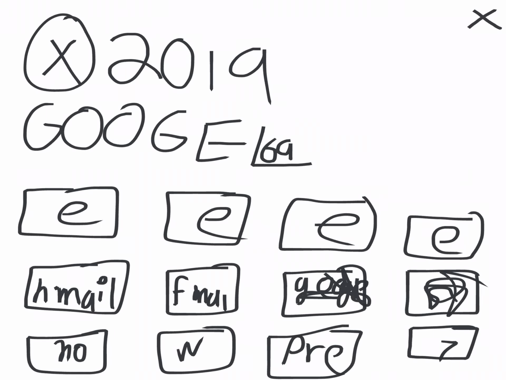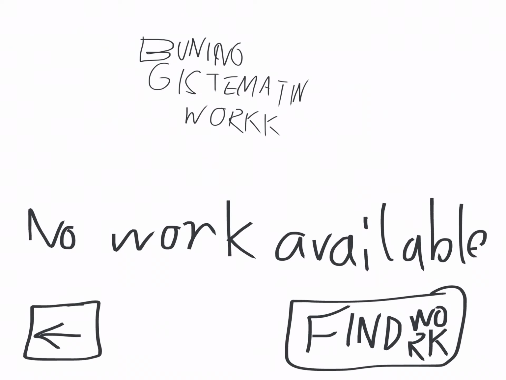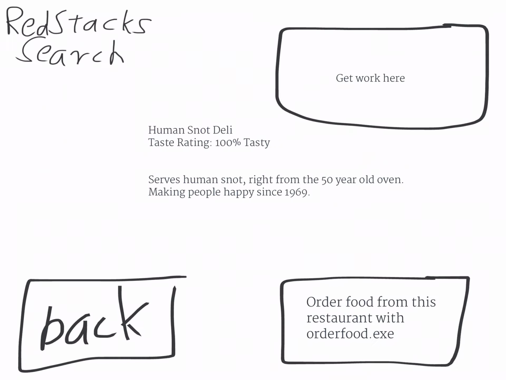And we are in Gugel 69. And I don't want to try E, because last time it was bad. HMail shut down, and FMail does not exist. So let's try Gugogla. That says Gogla. Okay, Gugel Alpha. Let's try Burning Guesstimation Work. That's really cool. But still, no work available? Gosh darn it! Now I need to find work.